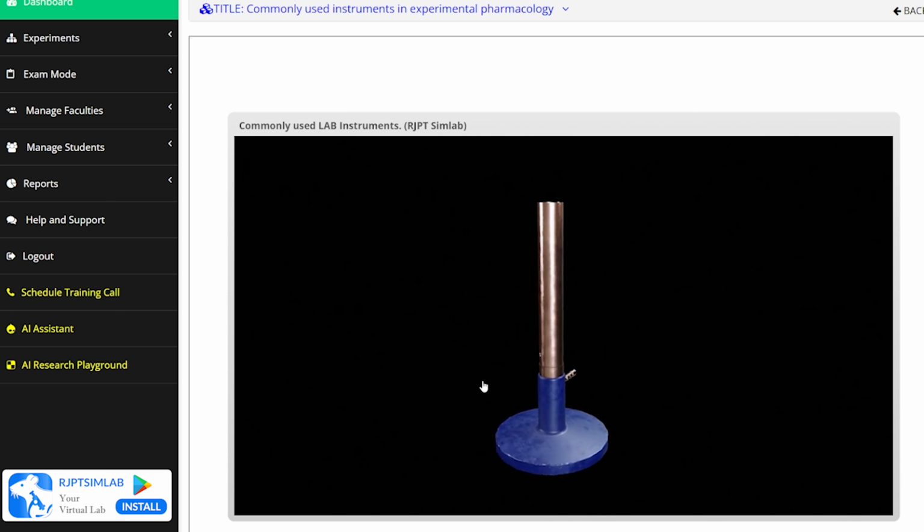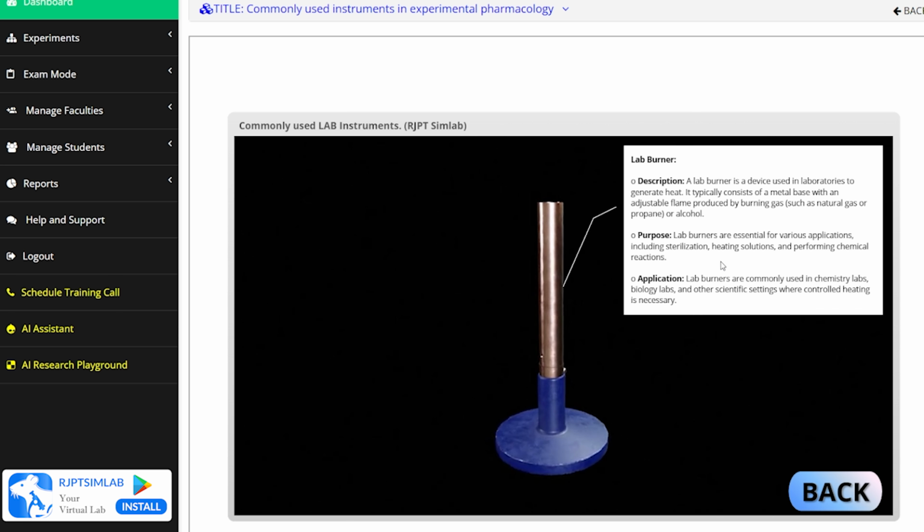This instrument is used very commonly. The description of this instrument is that a lab burner is a device used in laboratory to generate heat. It typically consists of a metal base with an adjustable flame produced by burning gas such as natural or propane or alcohol.